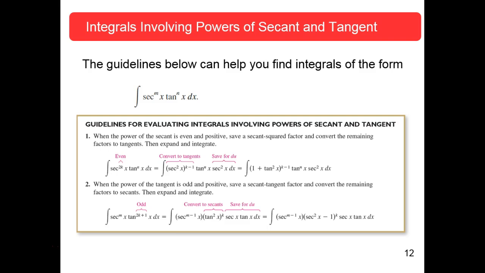The derivative of tangent is secant squared. This is your du, so to speak. Okay? And so, go to town with that. Expand this, multiply through by this, distribute this back inside, and then that will be everything in terms of tangent, and this is a d tangent, u, du.